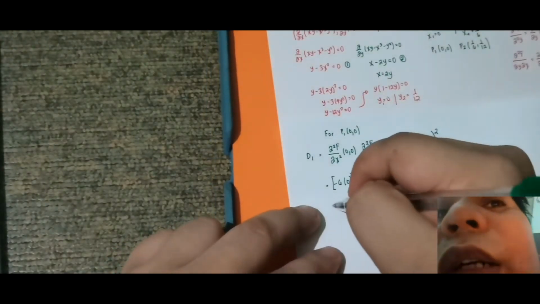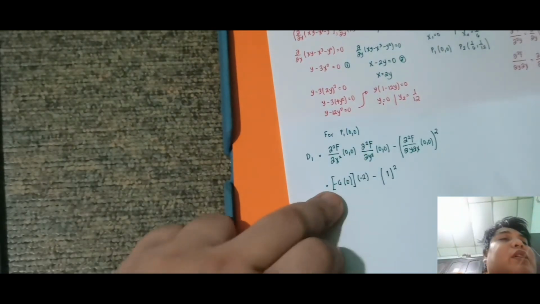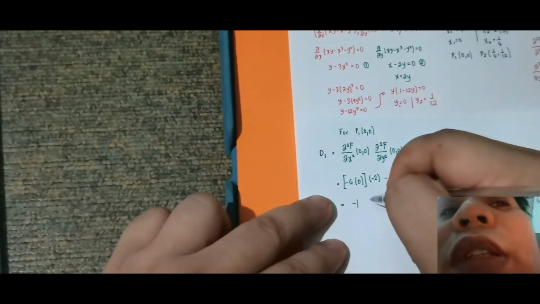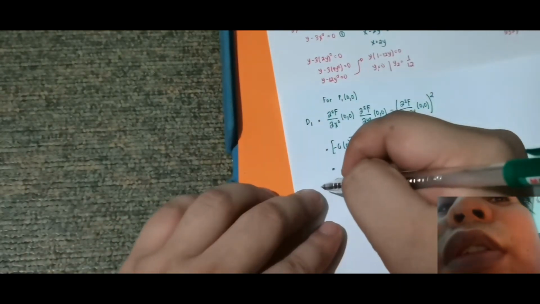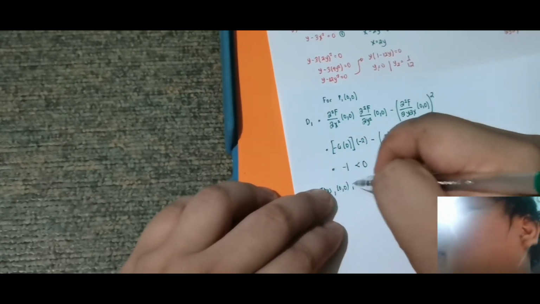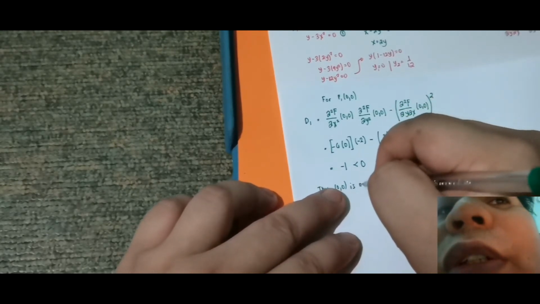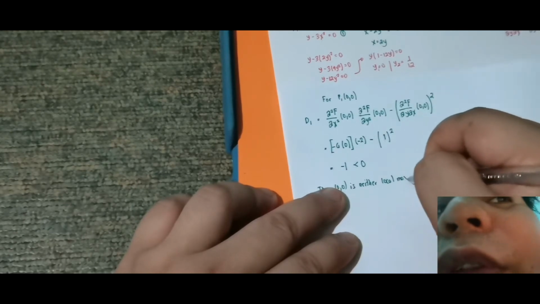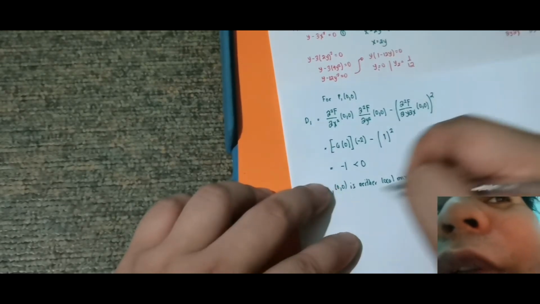So what is the value of this? Negative 6 times 0 is 0, times negative 2 is 0, minus 1 squared. So this is negative 1. Note that this is less than 0. So ano sabi ng rule pag less than 0? Pag less than 0 siya, f has neither a local maximum nor minimum. Thus, the (0, 0) is neither local maxima or minima.